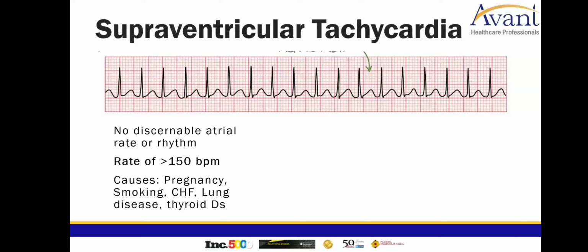SVT occurs when there are faulty electrical connections in the heart, set off by a series of early beats in the atria. When this happens, the heart rate becomes so fast, so quickly, that the heart doesn't have enough time to fill with blood before the chambers contract. As a result, you may feel lightheaded or dizzy. You're not getting enough oxygen. In other words, you get less cardiac output because of the less volume.